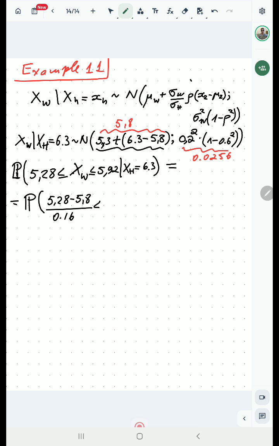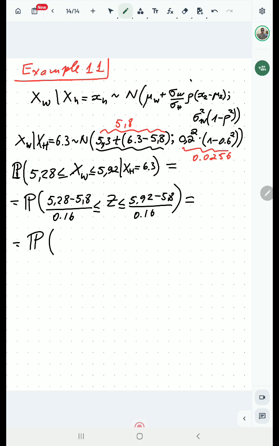And then that is going to be less than or equal to, automatically the x variable is going to be converted to z when you do this transformation. Now let's do the transformation on the right side. So 5.92 minus the conditional mean, which is 5.8, divided by 0.16 again. So for that you have to use the z table.